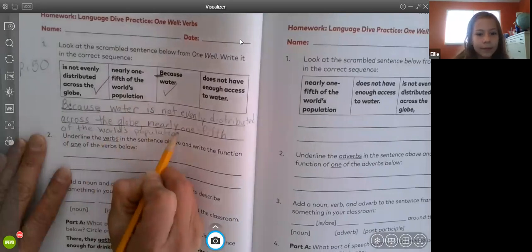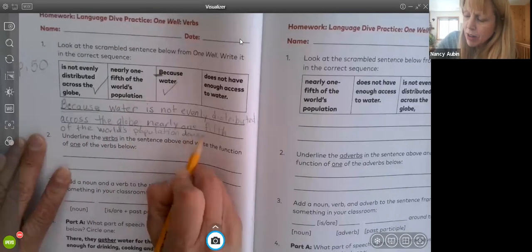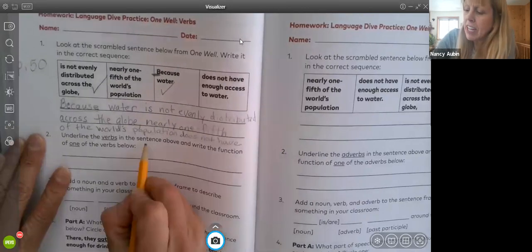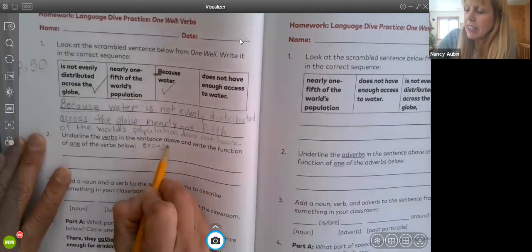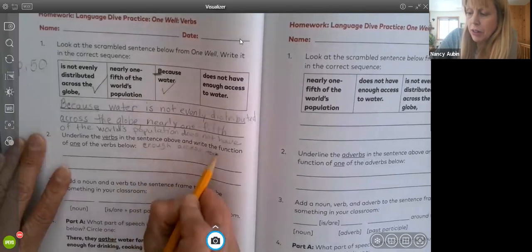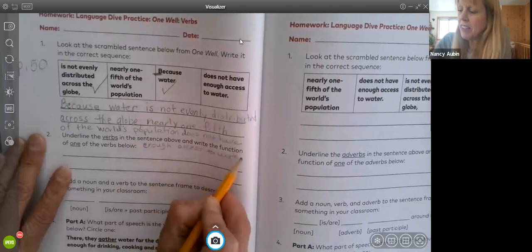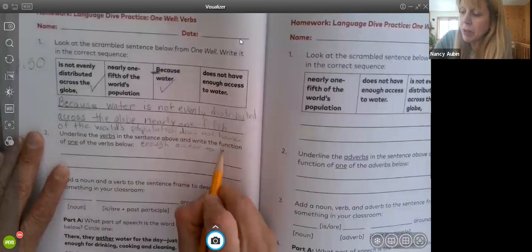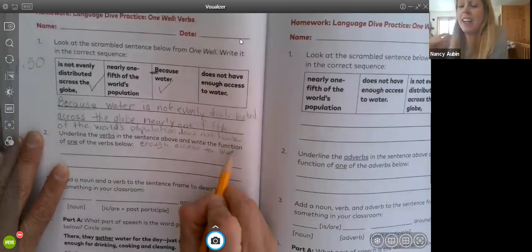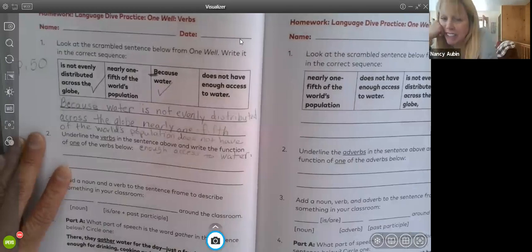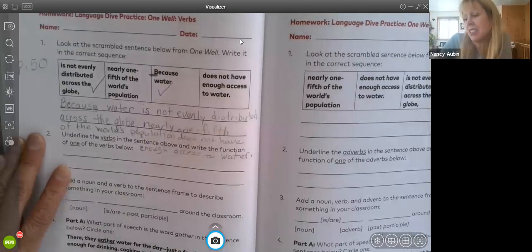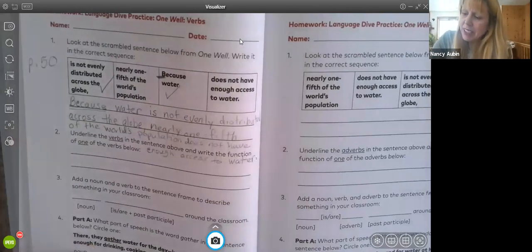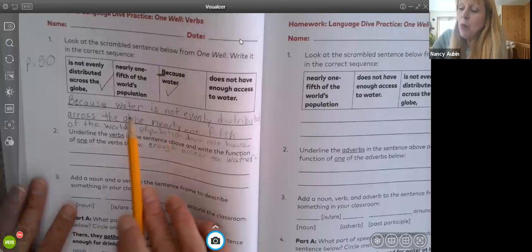That makes me so sad. Does not have, and I am out of room. I'm going to write it down here. Have enough access to water. And we saw that. Remember when we had Mrs. Woodside come in, but she came in virtually and talked about that school in Africa and how they had to walk to get their water. And then half the time it was not good water. Oh, makes me sad.